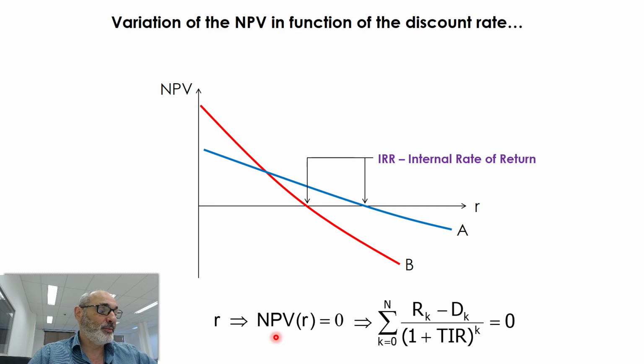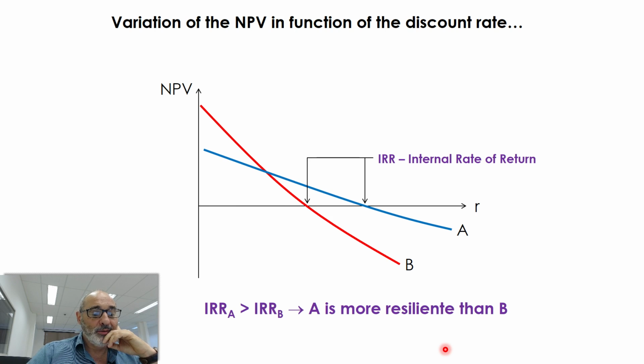The formula that you use to calculate the net present value. And instead of the discount rate, you have, this is in Portuguese, sorry, you have the internal rate of return here. In Portuguese it is taxa interna de retorno. That's why it's written like that. Okay, I forgot to translate. So when you have a bigger internal rate of return, that means that your project is more robust or more resilient than your other alternative, your other project.